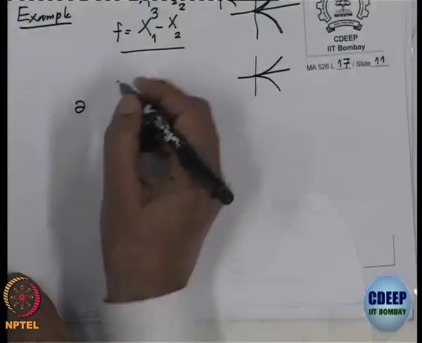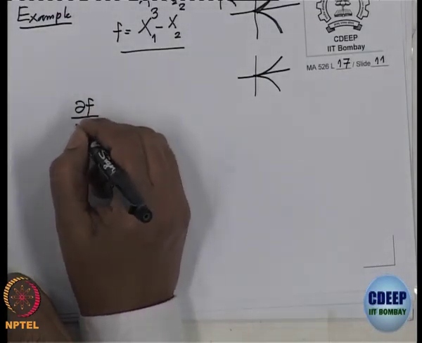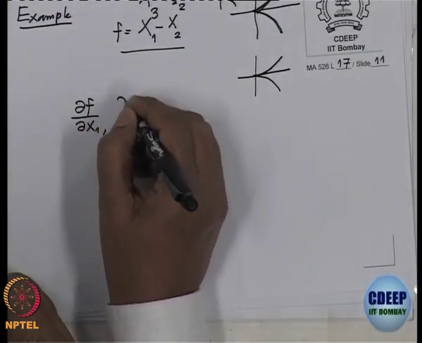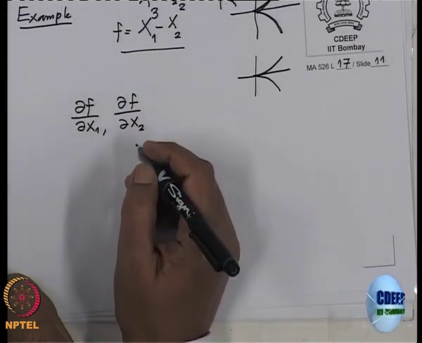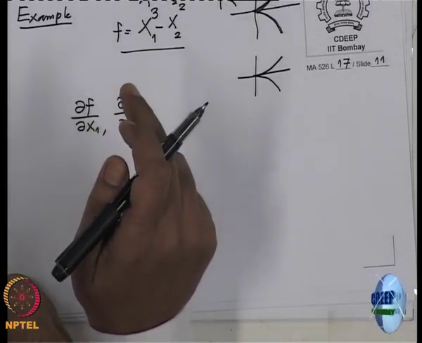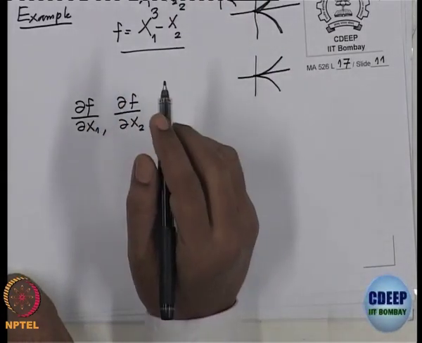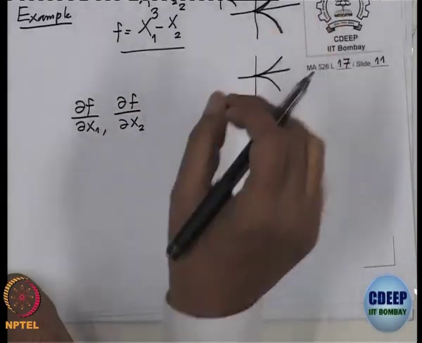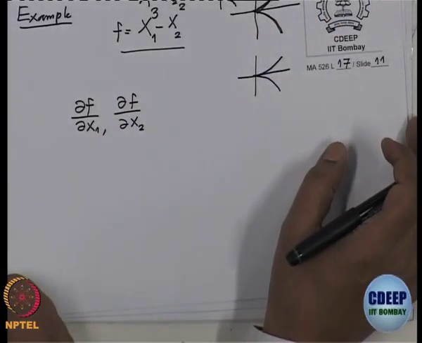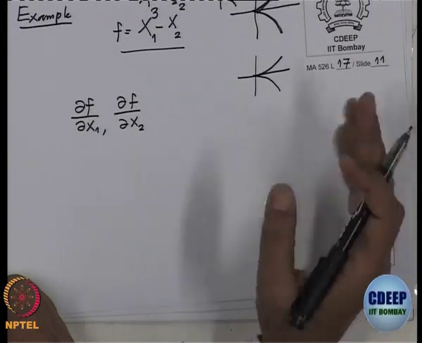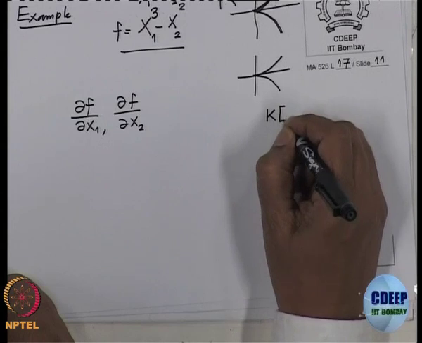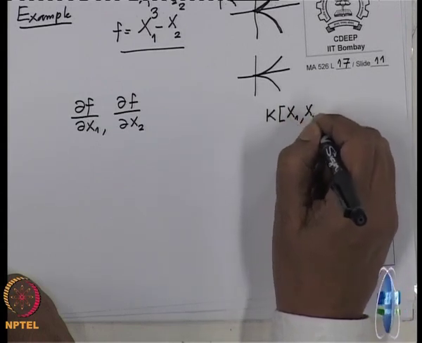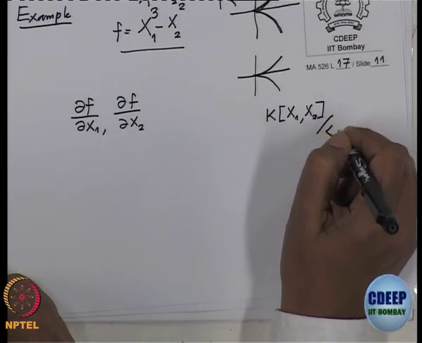Okay, the Jacobian matrix will be the partial derivatives. So, only one equation. So, it will be df by dx1 comma df by dx2, these two, right? And then we have to reduce mod the prime ideals which you want to test, whether singular or not. And we are working in this ring, this affine ring, k[x1, x2] mod f.